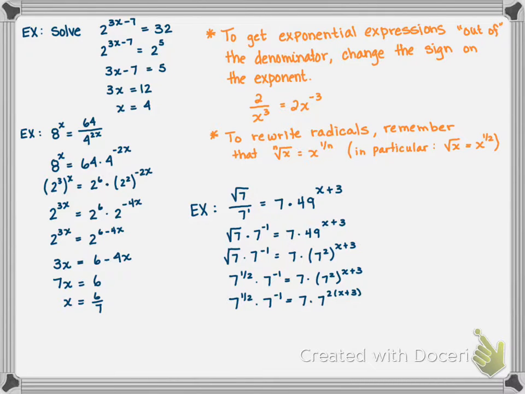I added the 1/2 and the negative 1 exponents together and then multiplied the 2 times. Yeah. So when we're multiplying exponential expressions, we can add the exponents. So this one becomes 7 to the negative 1/2. It's negative 1/2 because 1/2 minus 1 is negative 1/2, not because 1/2 times negative 1 is negative 1/2. I added them, I didn't multiply them. Even though in this case you get the same thing.